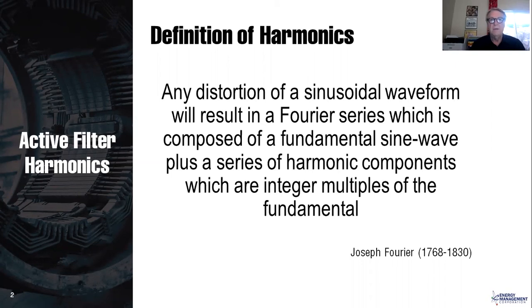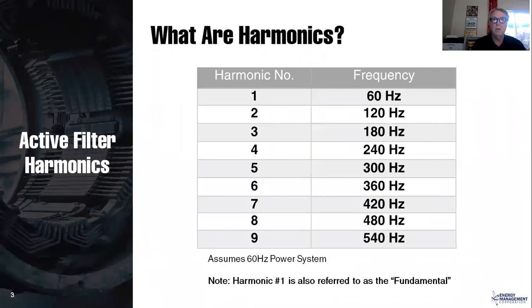I think you've had time to read the screen. This is a Fourier series, which is composed of a fundamental sine wave plus a series of harmonic components, which are integer multiples of the fundamental. And that's Joseph Fourier, you can see when he lived. So what is an integer multiple?